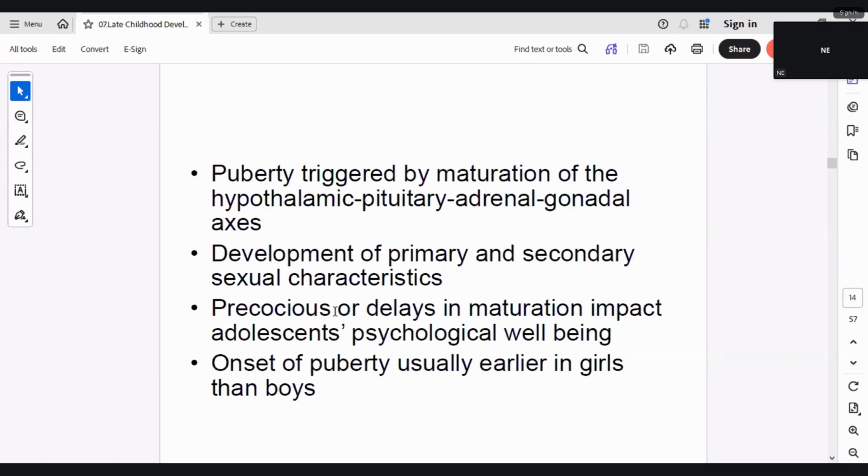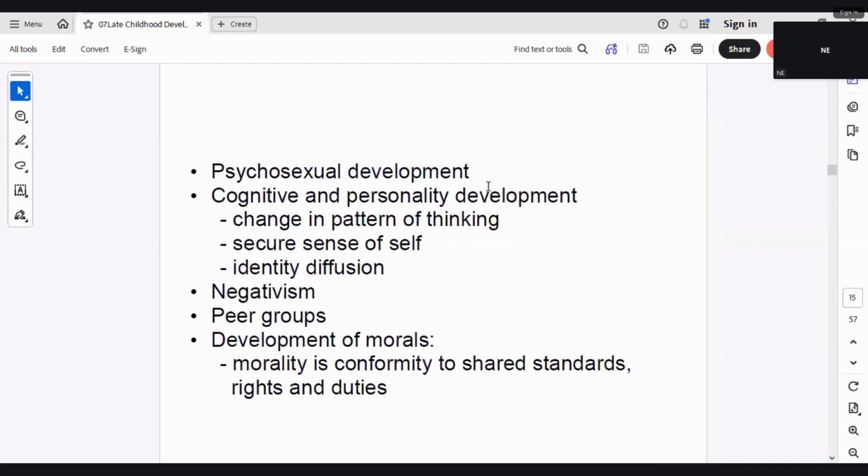Delays, again, everybody's got a growth spurt and they're adding on centimeters, whereas this child is not. And so everybody's much taller. So how does that affect their well-being? The onset of puberty could be earlier in girls than it is in boys. Psychosexual development, cognitive and personality development. So how does the pattern of thinking change to have a secure sense of self?